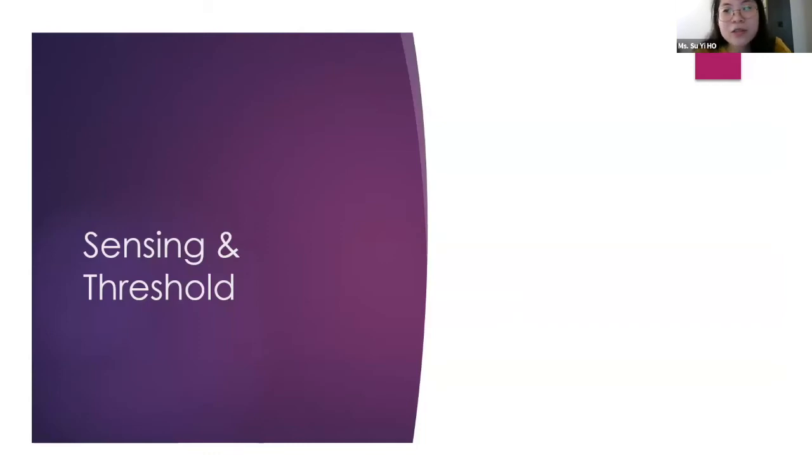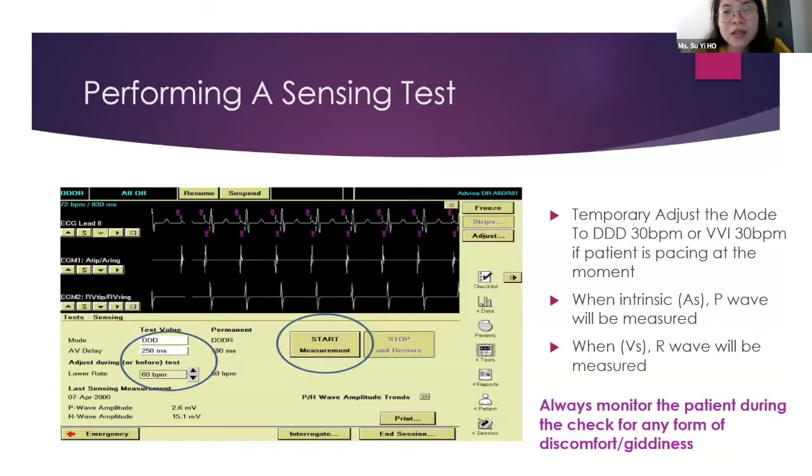Okay, moving on to sensing and threshold check. The sensing test is useful to find out a patient's own intrinsic rate and AV conduction. It can also determine whether the current parameters need to be adjusted to encourage more intrinsic rhythm if necessary. We can also look out for potential undersensing or oversensing issues.